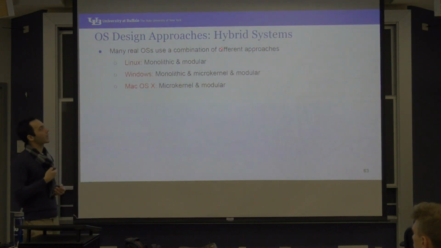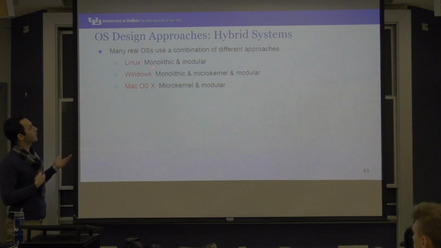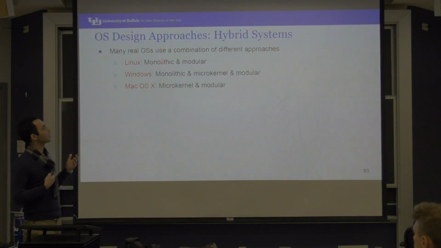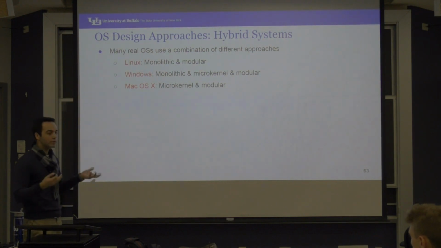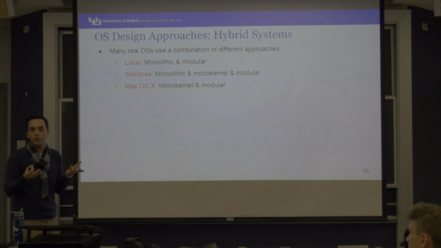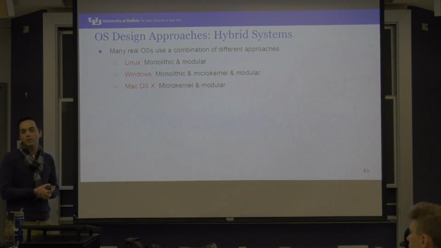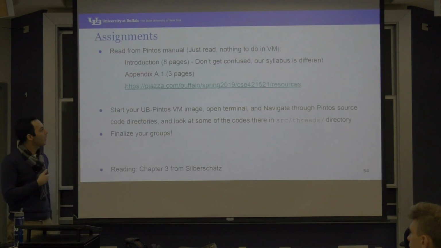And then we actually have hybrid systems. The actual systems, like Linux, are a combination of monolithic and modular, right? Windows is monolithic, microkernel, and modular. Mac OS is microkernel and modular. So again, a hybrid, because the functionality is important, right? They want it to work.